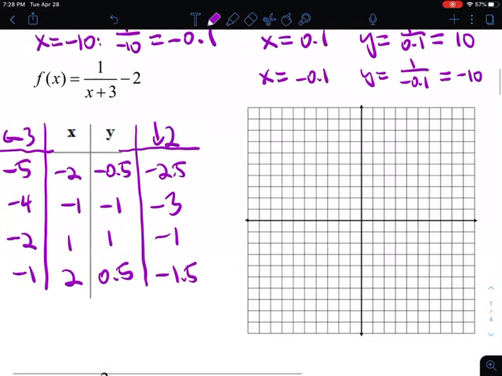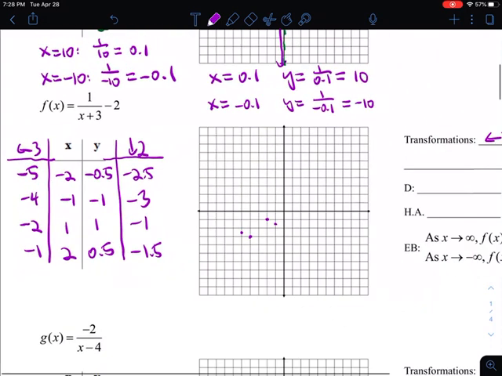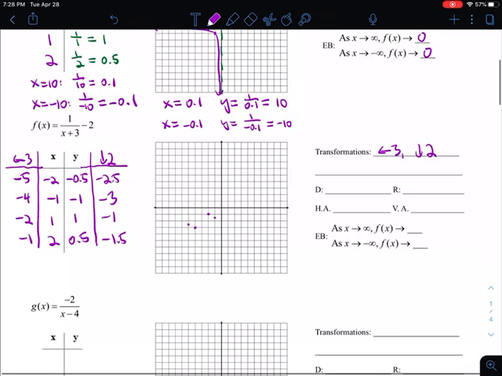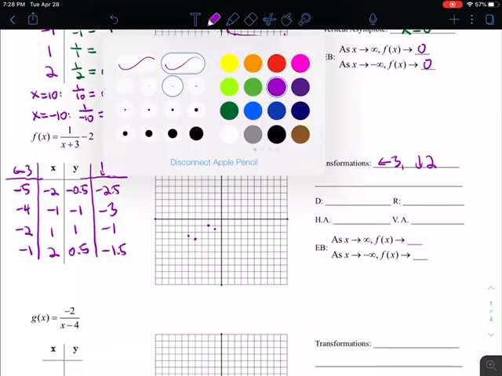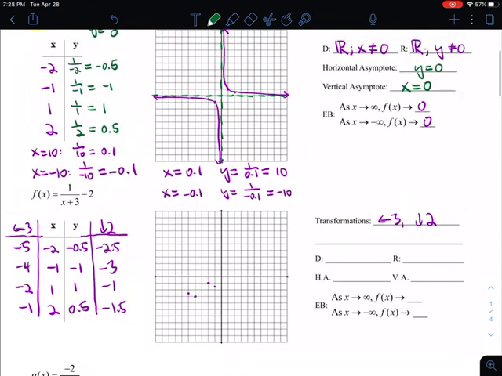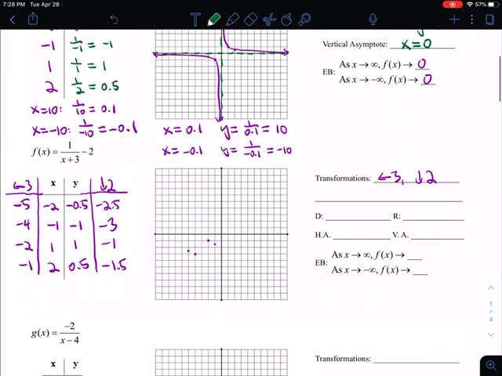So negative 5, negative 2.5, right over here, negative 4, negative 3, negative 2, negative 1, and then negative 1, negative 1.5. Okay, as with the other functions that we graph, the ones that had asymptotes, it's always easiest to graph your asymptote first before you join the rest of the graph. Okay, so let's start with the horizontal asymptote.